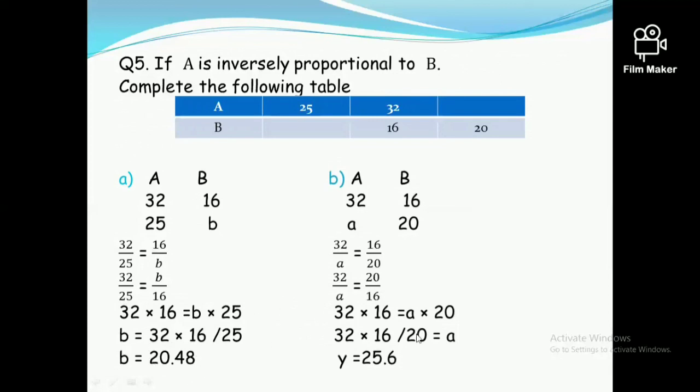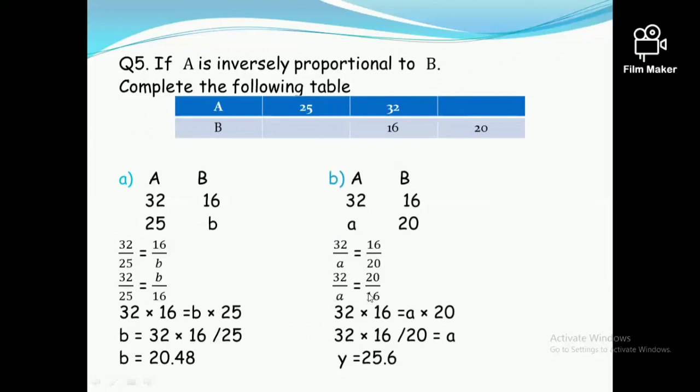The second part of the question, right? Again, the same relationship. Here the unknown is A. So 32 goes with 16. For 20, how much do you have to fill in here? The unknown is A, so you just put A over here. Then 32 divided by A is equal to 16 divided by 20. Then what you need to do is swap the numerator and denominator. I bring this 20 up and 16 down.